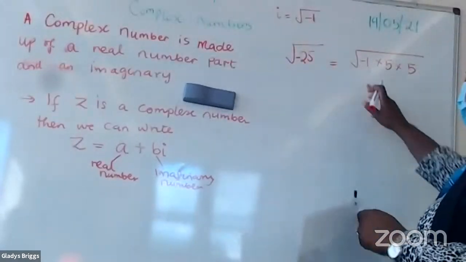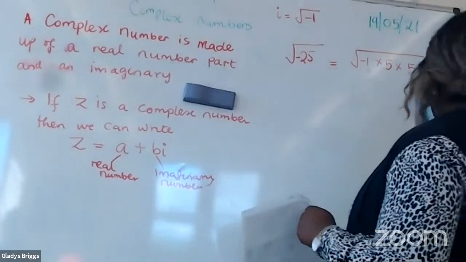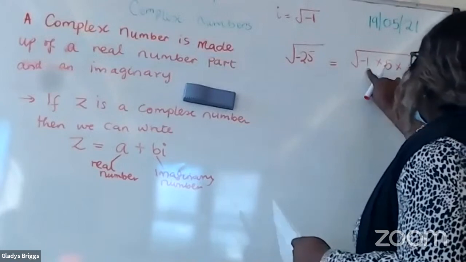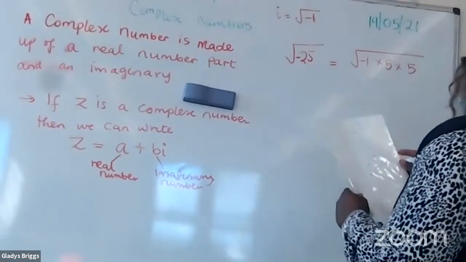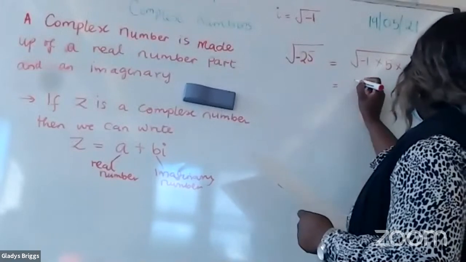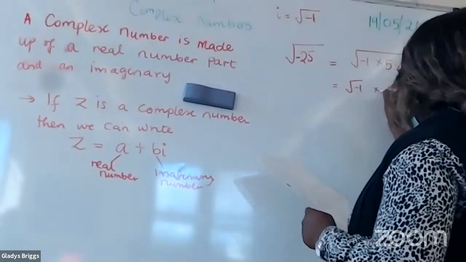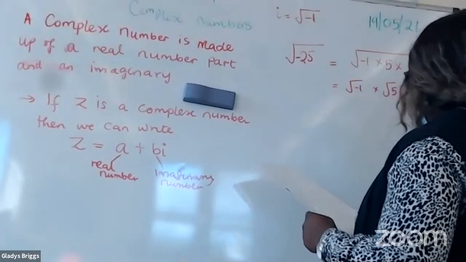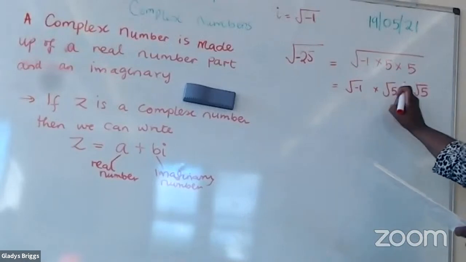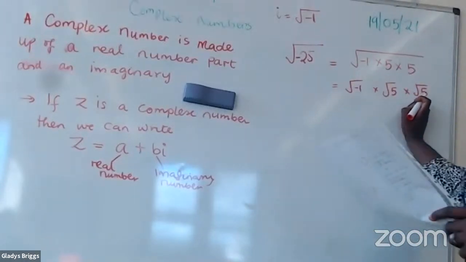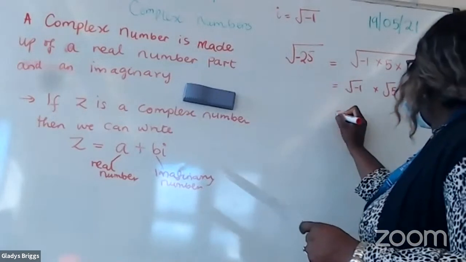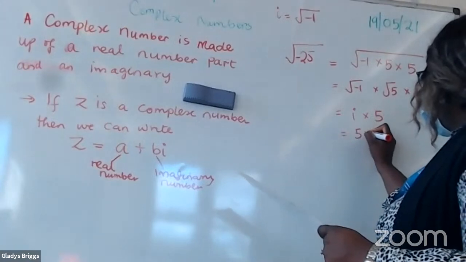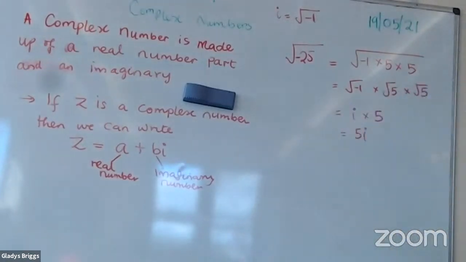So now we've written this as the square root of 5 times 5 times -1, which is the imaginary number. If we write them individually, this is the square root of -1 times the square root of 5 times the square root of 5. And I told you in yesterday's lesson that the square root of 5 times 5 is 5. So now this is equal to I times 5, which is 5I.